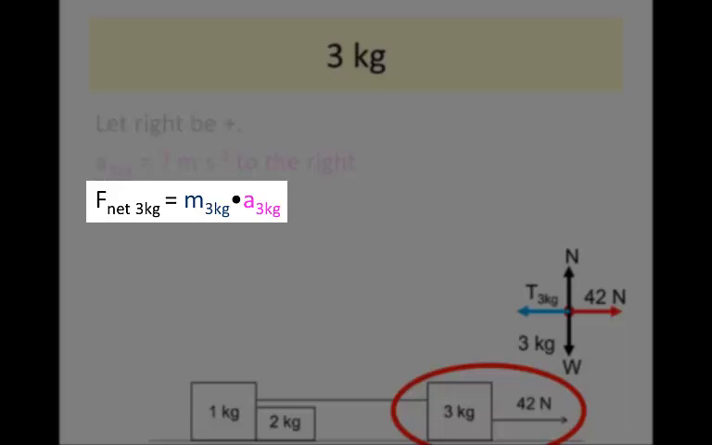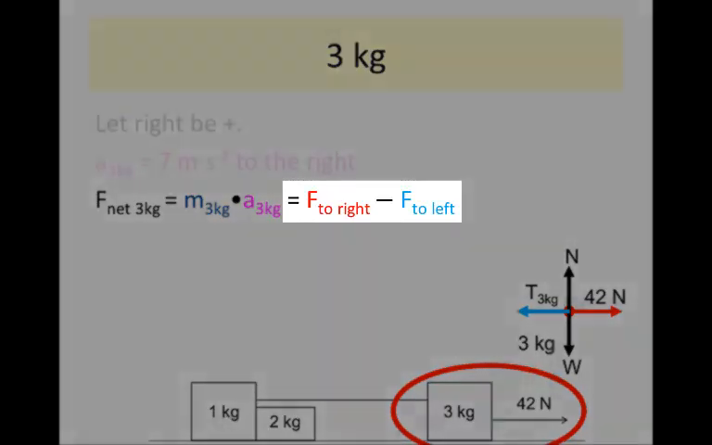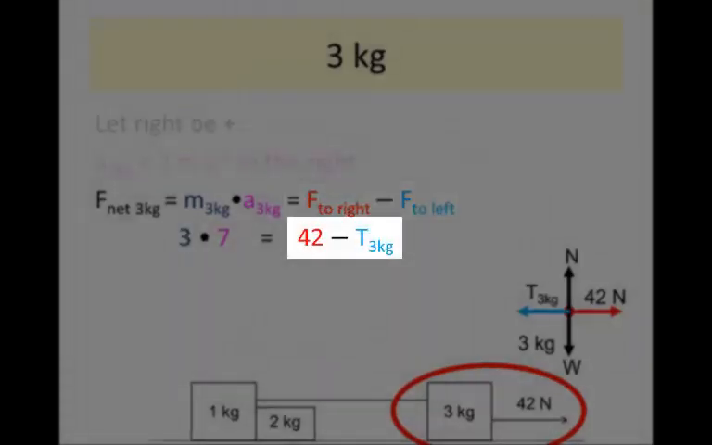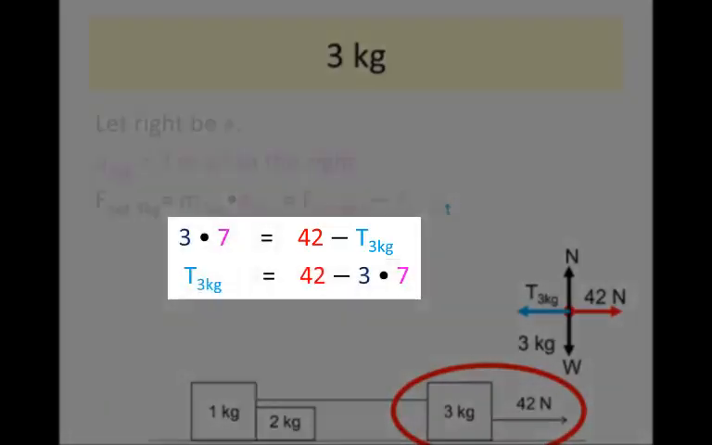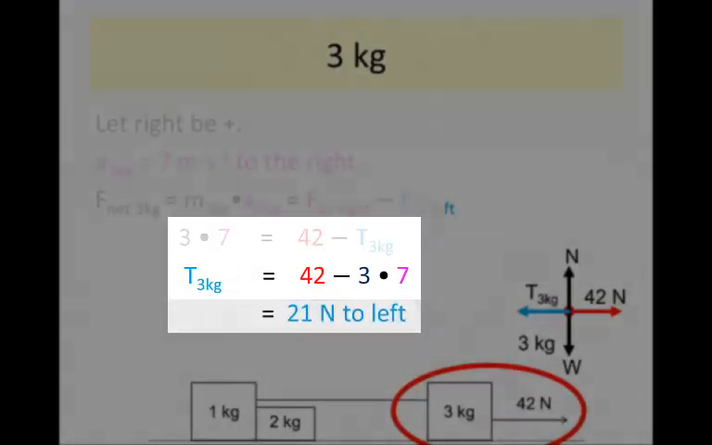At the same time, we also know that the net force is the vector sum of the horizontal forces acting on the body. And we know what those horizontal forces are. They are 42 newtons to the right, and the unknown force that we're trying to find out to the left. And Fnet is the vector sum of these two. If we take right to be positive, that's 42 minus the tension. We rearrange this to make tension the subject of our formula. We solve and we find the answer, 21 newtons to the left.